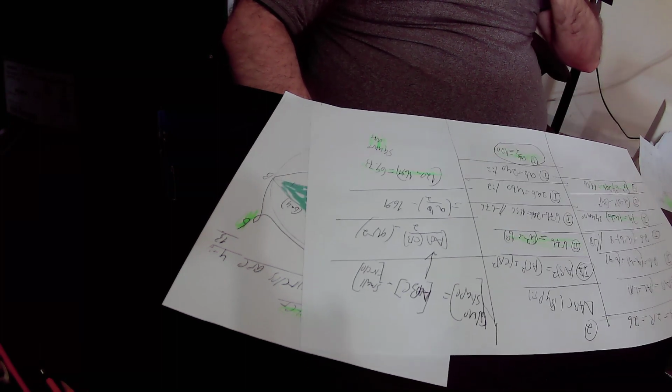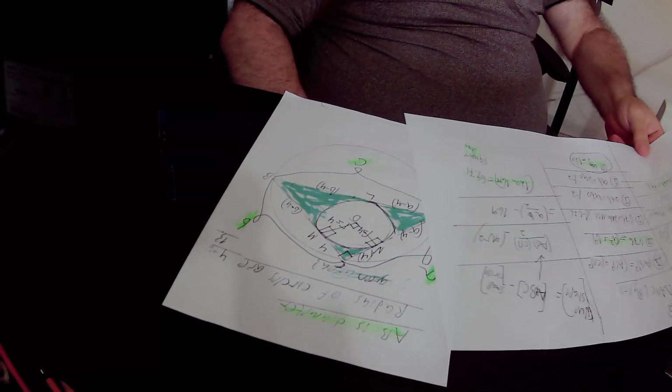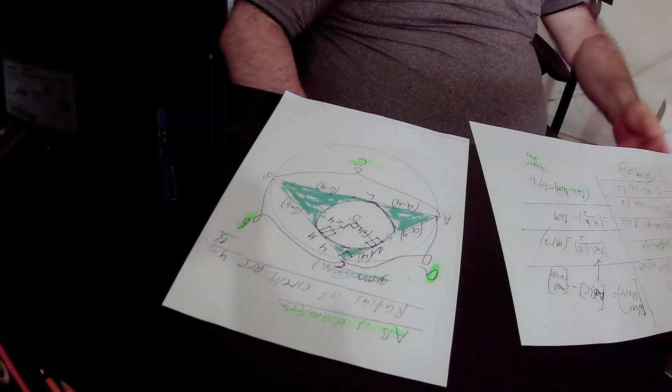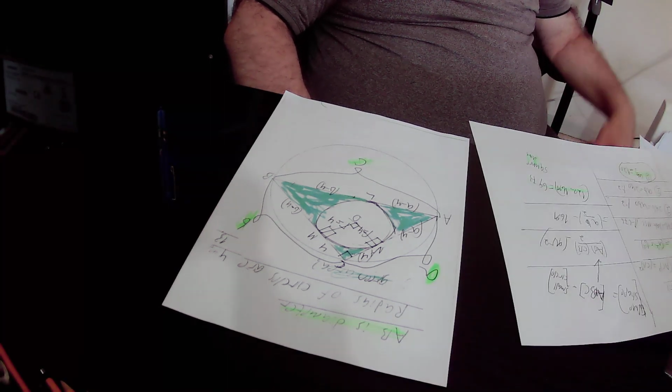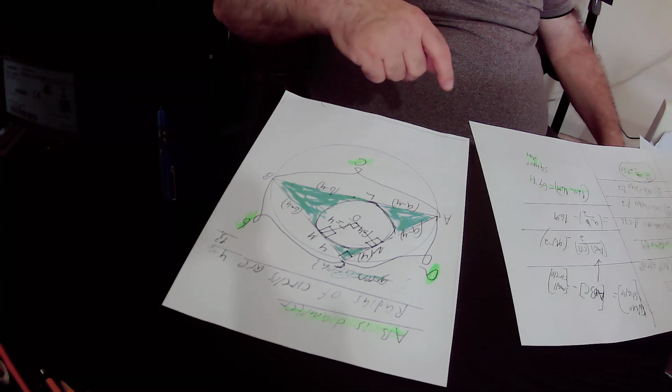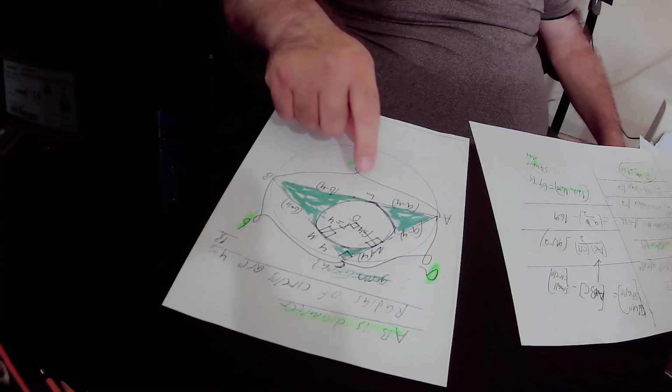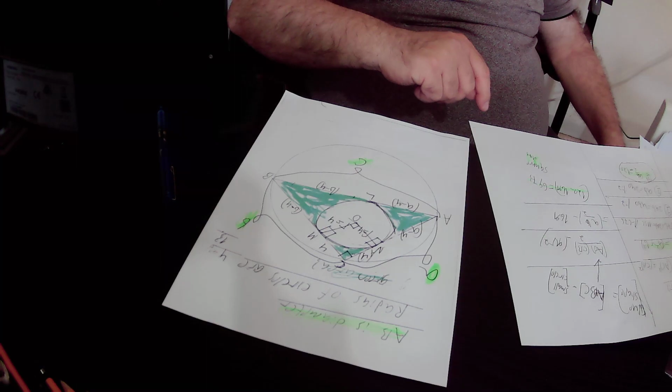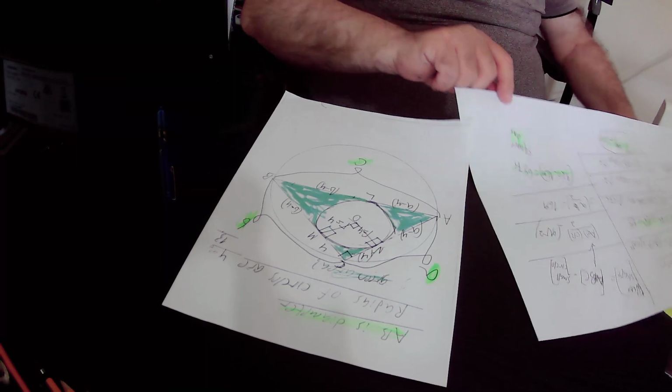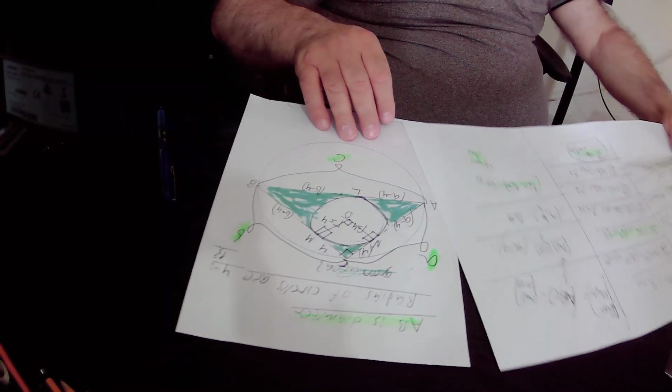And what is the area of the blue shape? The area of the blue shape equals the area of triangle ABC minus the area of the small circle.